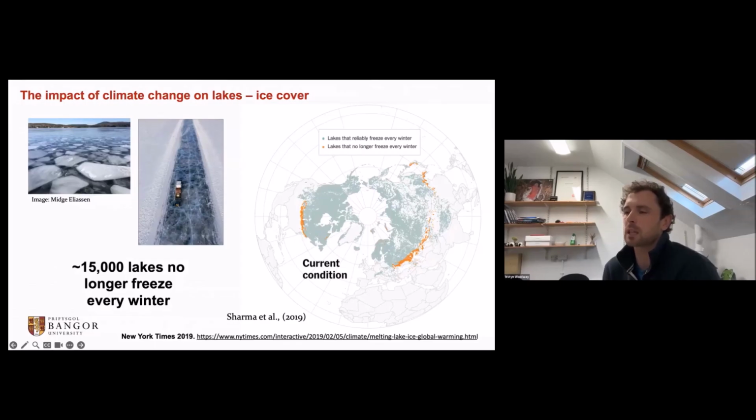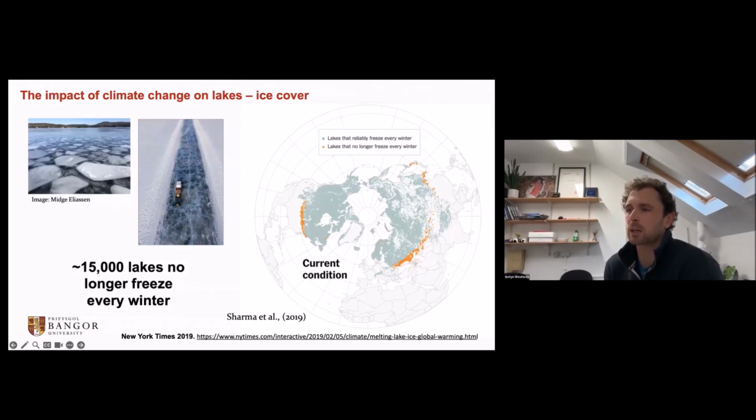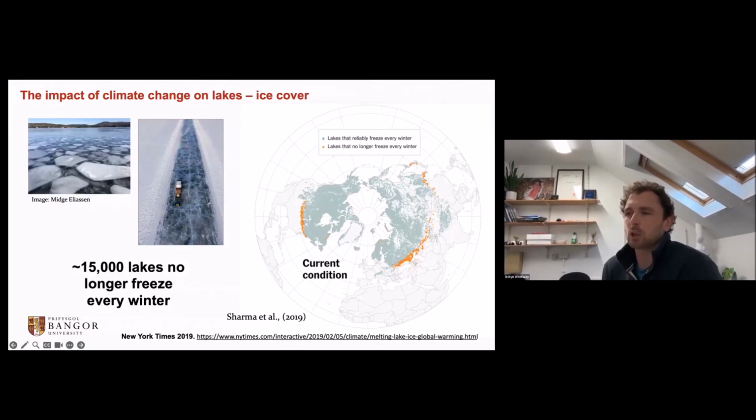So this is a figure that was taken from a paper that was led by Professor Sapna Sharma back in 2019. And what you can see on the right-hand side is a global map of the Northern Hemisphere looking from above. It shows two colors. One is an orange color, which represents lakes that don't freeze every winter. So these lakes freeze sometimes, but don't freeze every year. And then the blue-green color represents lakes that freeze every winter under current climatic conditions. So these freeze without fail every year.